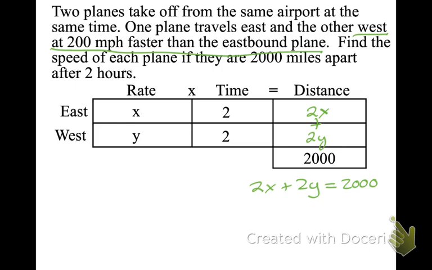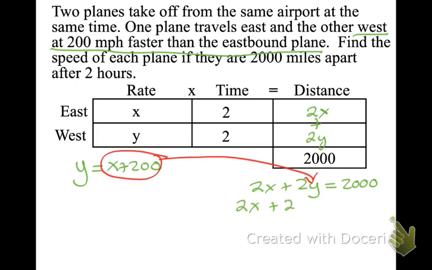And then the other one you have to take out of the word problem as a translation. Just watch. West is 200 faster than east. So what do we call west? Y equals 200 faster than east, X plus 200. Now I'm going to substitute that in for my Y. So now I get 2x plus 2 times the quantity of x plus 200. What are we noticing? Well, it's more work, and it's basically the same equation. You just skip the substitute step.